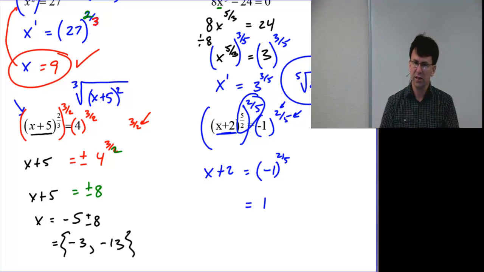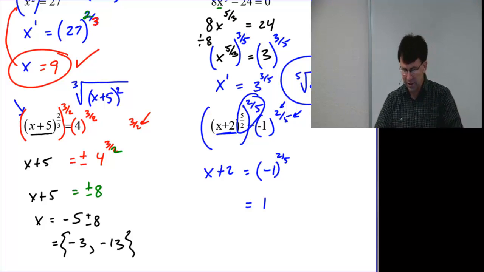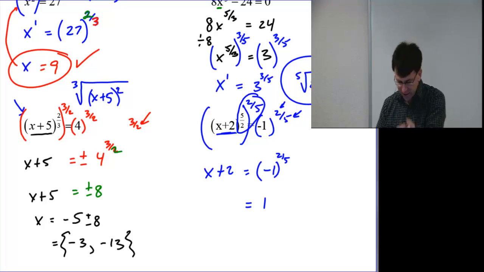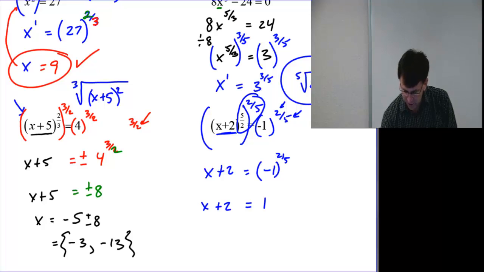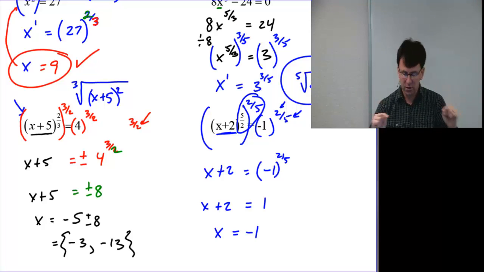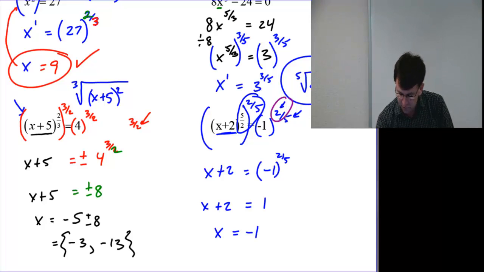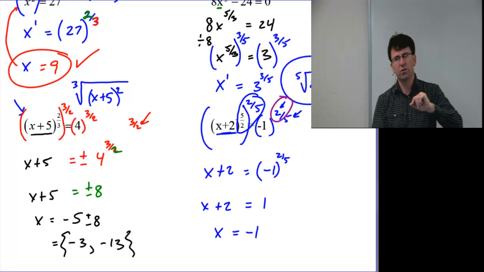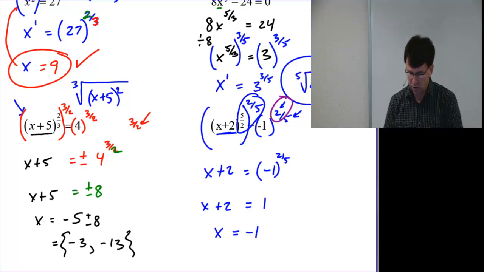And if you need to plug that in your calculator, you can. Put a negative 1. Just make sure you put parentheses around that negative 1. And then you square it, and then take the 5th root of it, and you will get that. And so x plus 2 equals a negative 1. And so at the end of the day, when I subtract 2, I'll say x equals negative 1. I'm not done with this problem. The reason why I'm not done is because right here, I squared both sides of the equation, so I must check my answer.